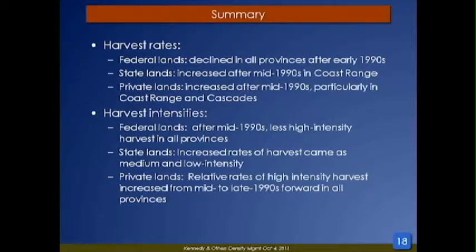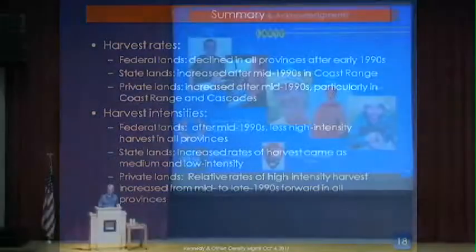So there's a tendency, for whatever reason, I'd be curious to get your thoughts on this as to what's happening on private lands, especially after the 1990s.